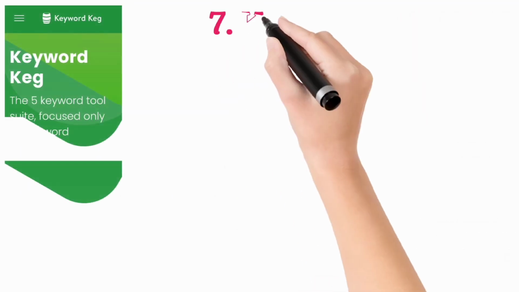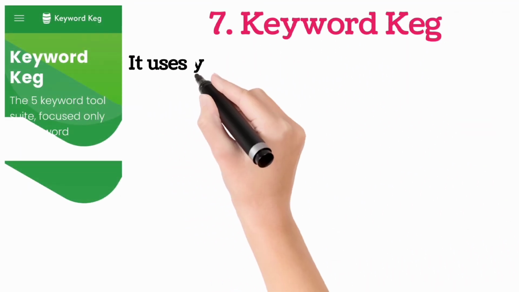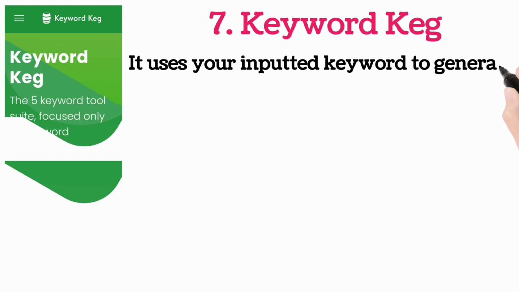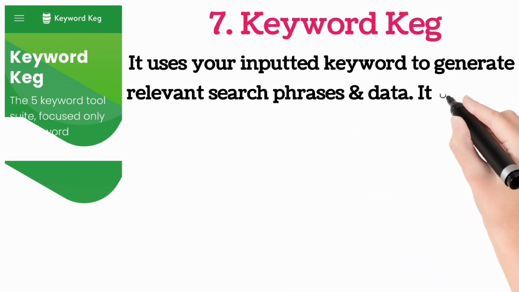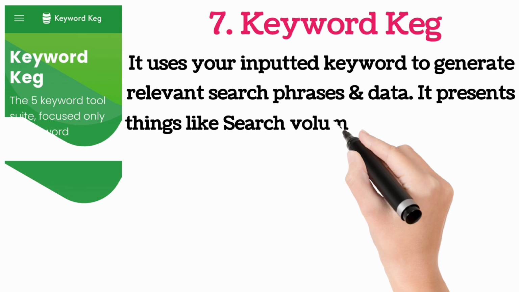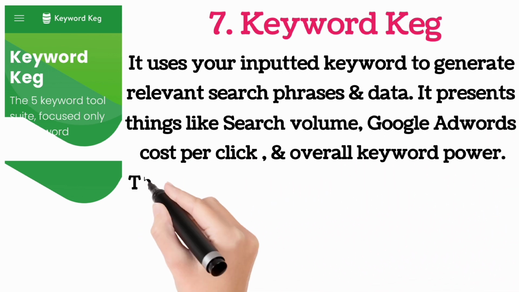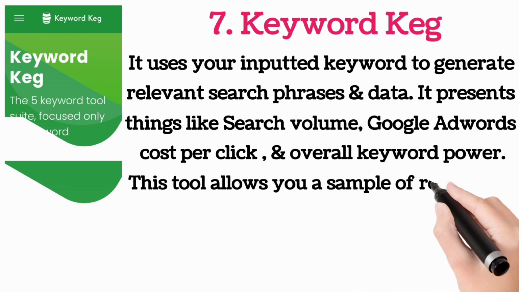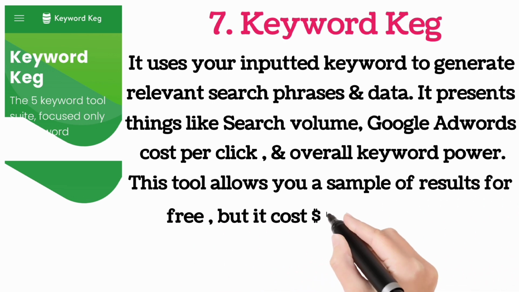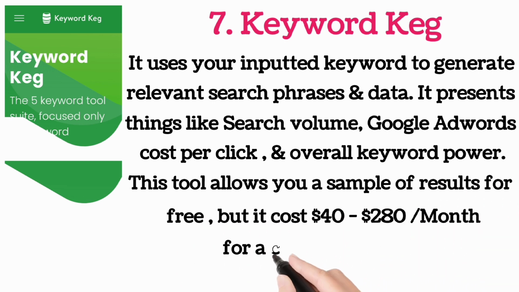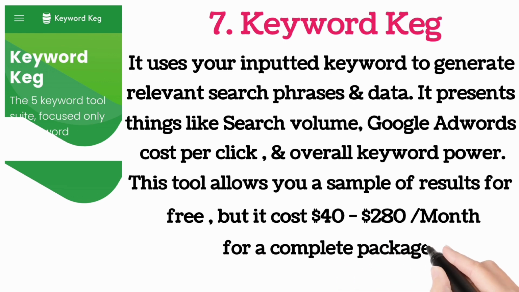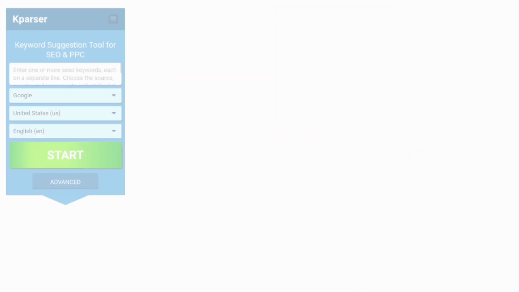7. Keyword Keg. It uses your inputted keyword to generate relevant search phrases and data. Presents things like search volume, Google AdWords cost per click, and overall keyword power. This tool allows you to view a sample of results for free, but it costs $40 to $280 per month for a complete package.